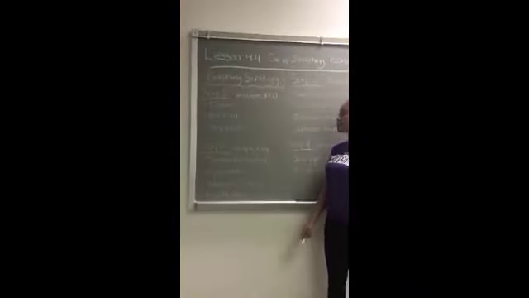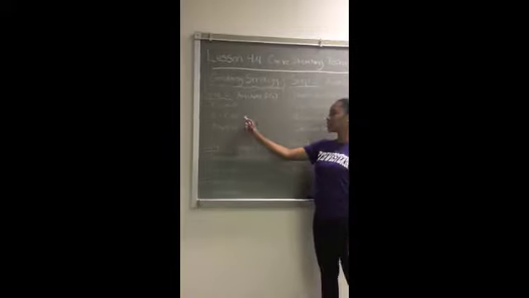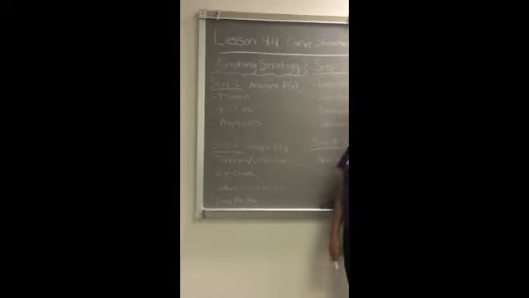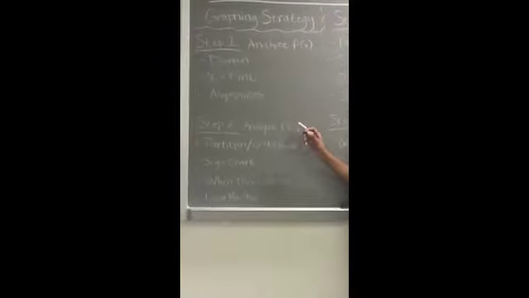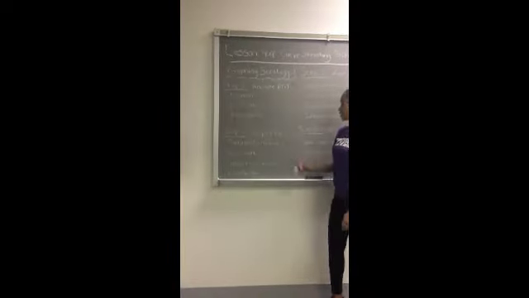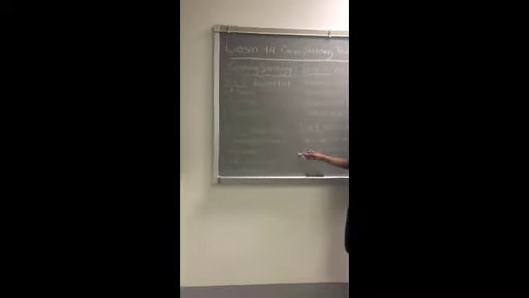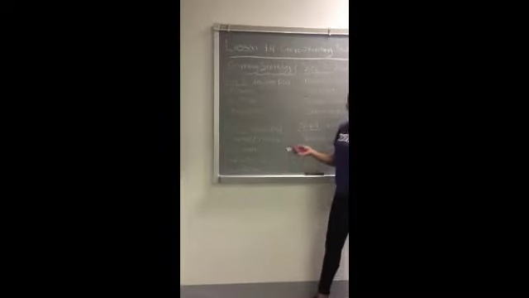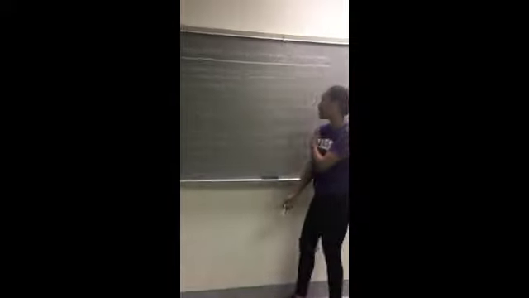Okay, for the graphing strategy, step one is analyze f of x. You find the domain, the x and y intercepts, and the asymptotes. For step two, you analyze f prime of x. Here you find the partition and critical numbers. You do the sign chart. You find out where f of x increases and decreases, and you find the local min slash max.